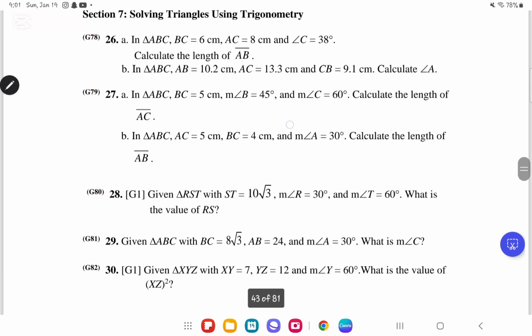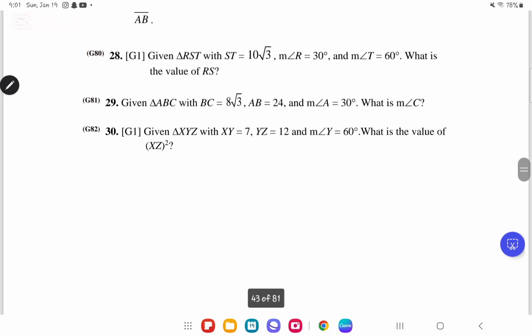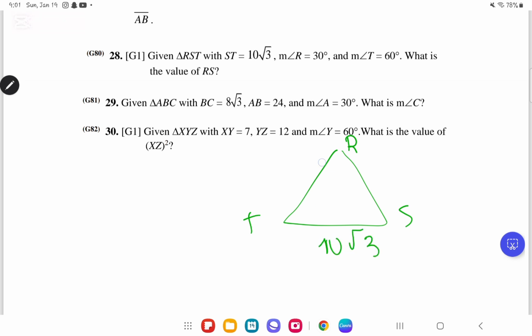Moving on to the next grid, which is grid 28. Here I recommend that we draw. So we are given triangle RST, with ST is 10 radical 3. R is 30 degrees and T is 60 degrees. We need to find the value of RS. Very simply, we apply the sine rule.